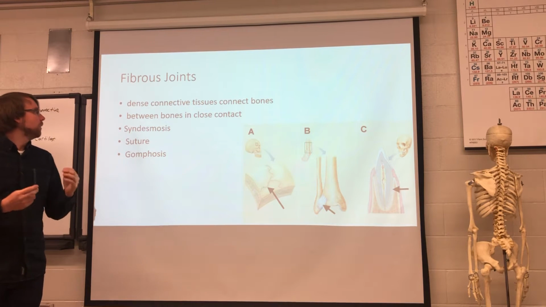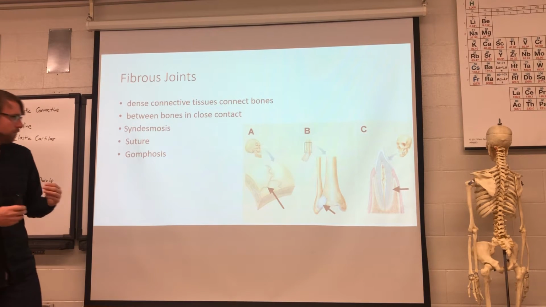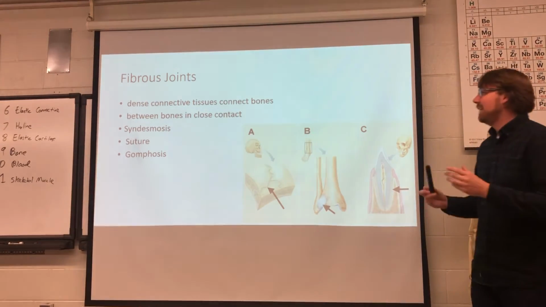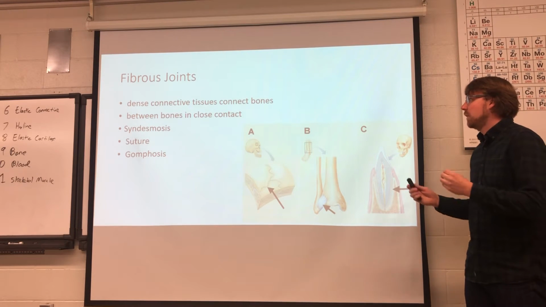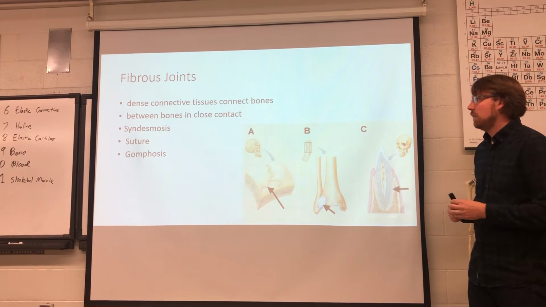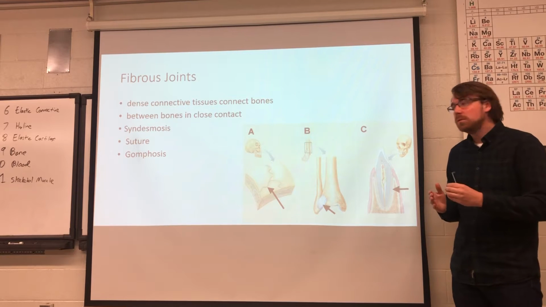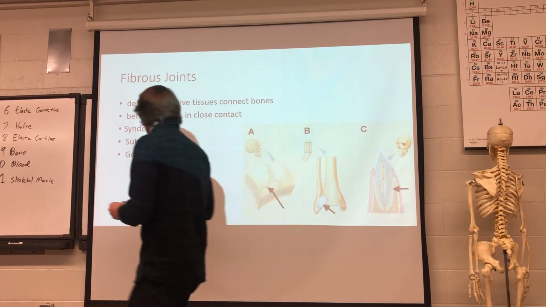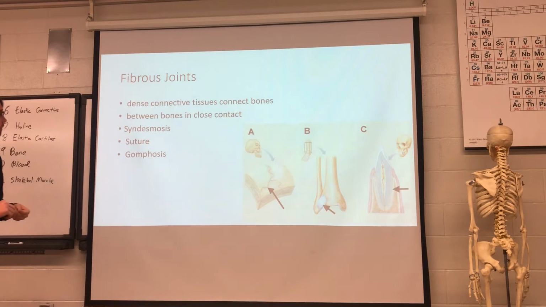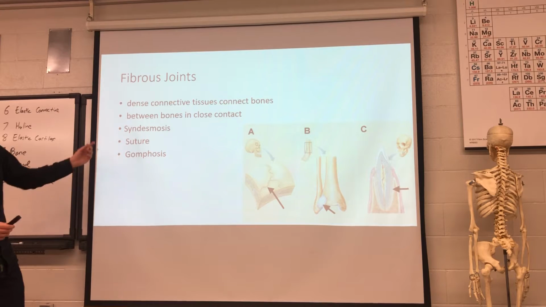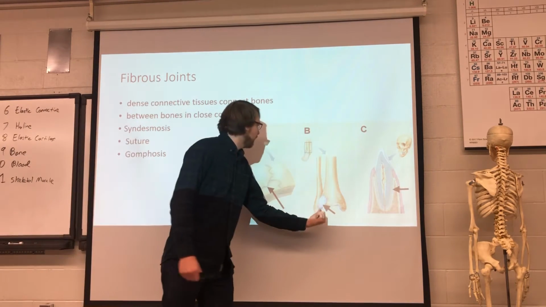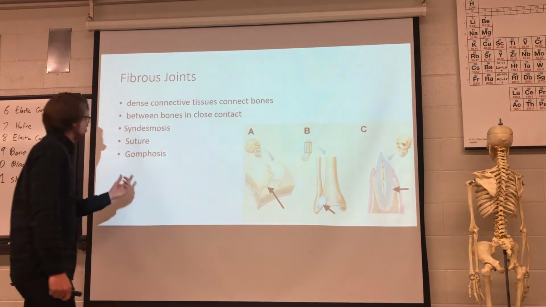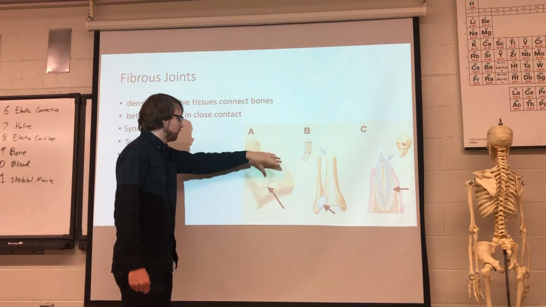we're going to go through fibrous joints first. So fibrous joints have dense connective tissues connecting bones. These joints exist between bones that are in close contact. There are a few different types of these. There are syndesmosis, that is the joint that we have between your tibia and fibula. It has a special name. There are sutures. Sutures hold your skull bones together.